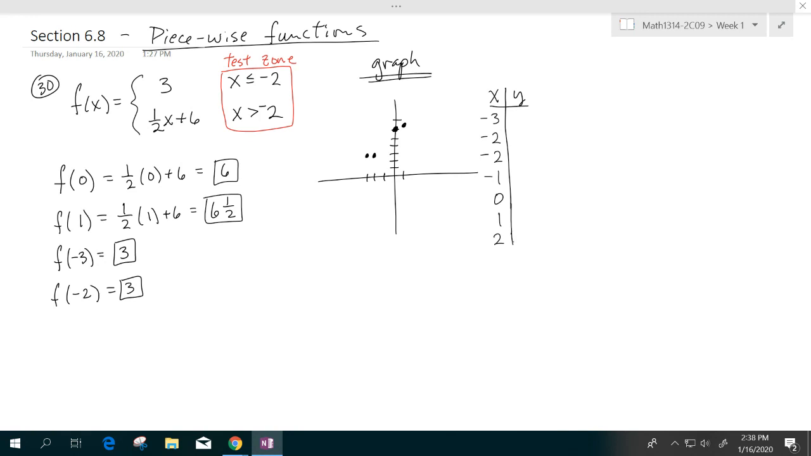Okay, now let me explain, because you noticed that I wrote negative 2 twice, right? I want you to look at my function and notice that negative 2 is what we call the transition point. When we reach negative 2, we're going to transition from this piece of the function to this piece of the function. Anything up to and including negative 2 goes here. But what happens as soon as I get bigger than negative 2? It transitions, right? So whatever the transition point is, you have to use it twice.